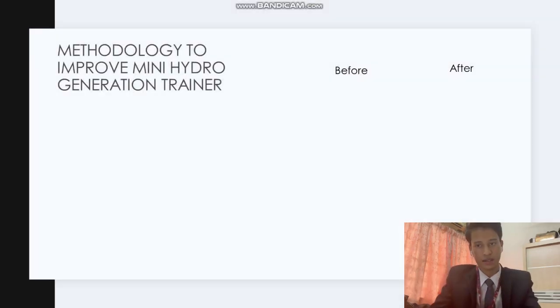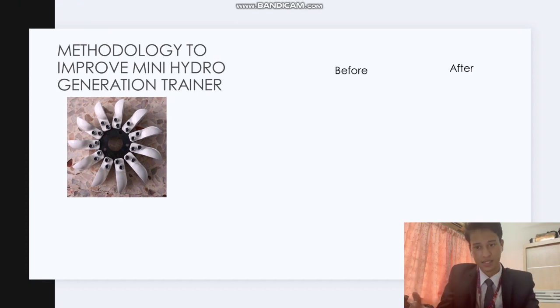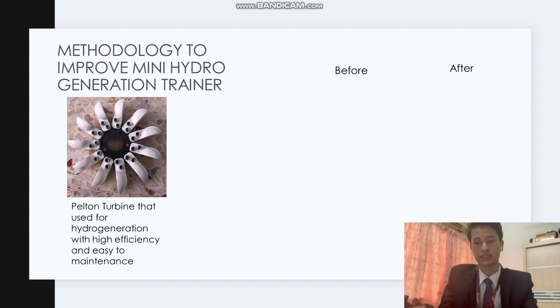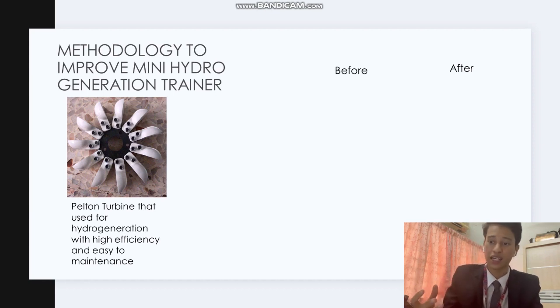In this slide, the methodology to improve the mini hydro generation trainer. First of all, this is the turbine. It is a Pelton turbine used for hydro generation with high efficiency and easy to maintain because they are not soldered, and as you can see, they are using nuts and screws.